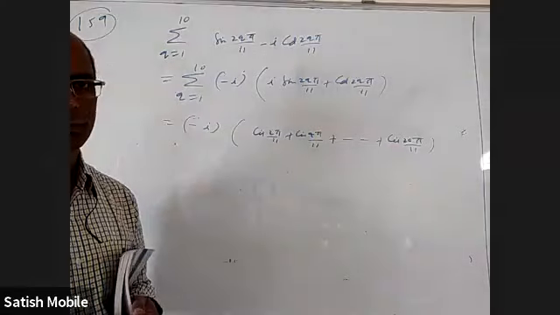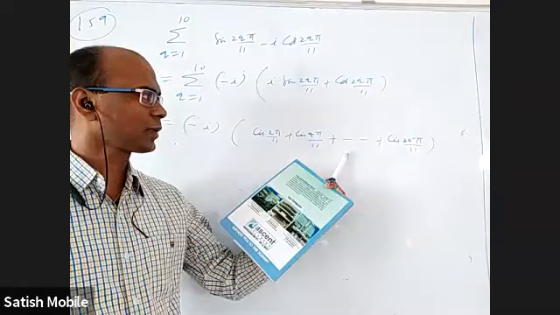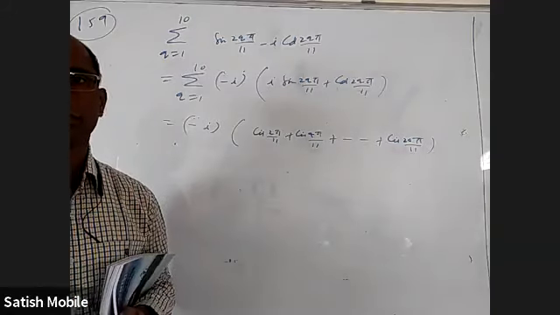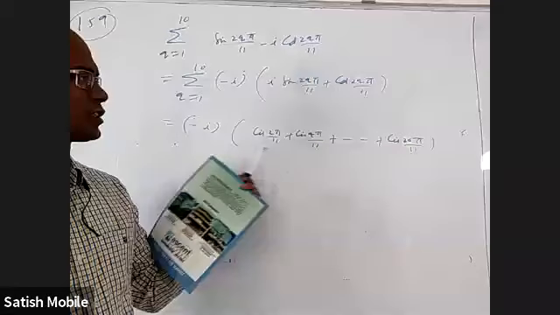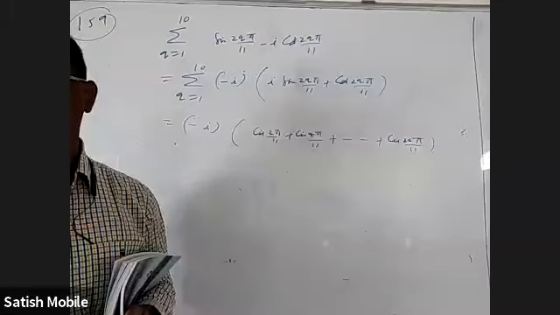What are all these things? Cis 2 pi by 11, cis 4 pi by 11, cis 6 pi by 11, up to cis 20 pi by 11. Of course, since this is a GP, I can use the GP formula, but without that, when you look at all these things, you should be remembering something, right?